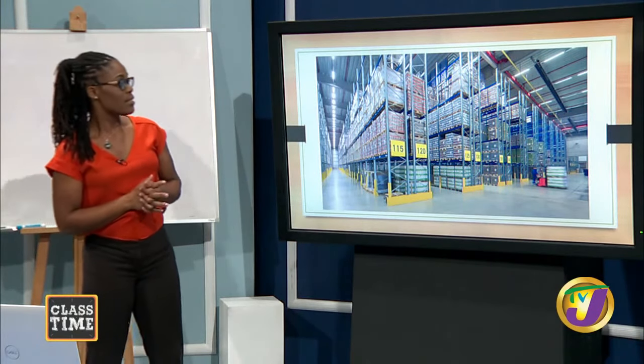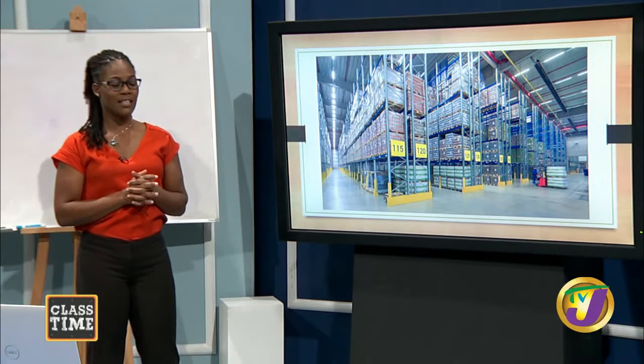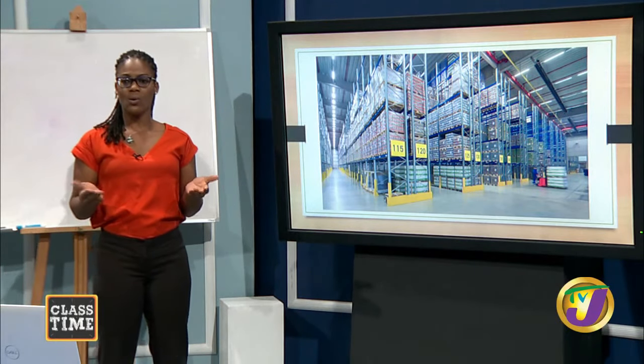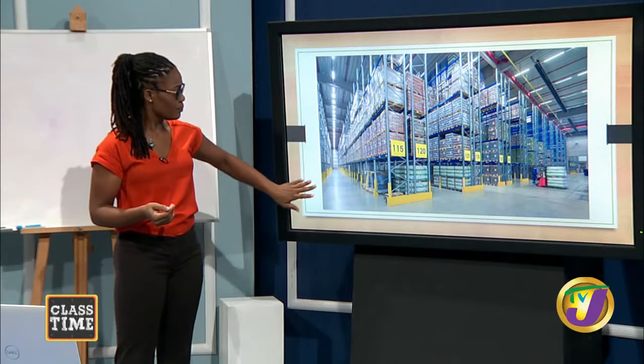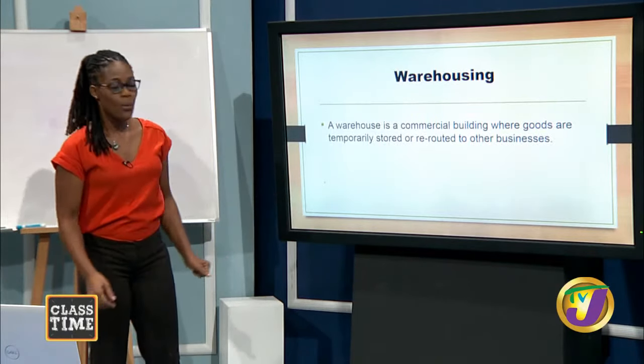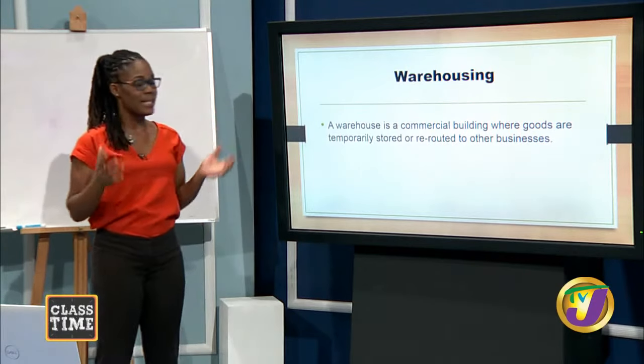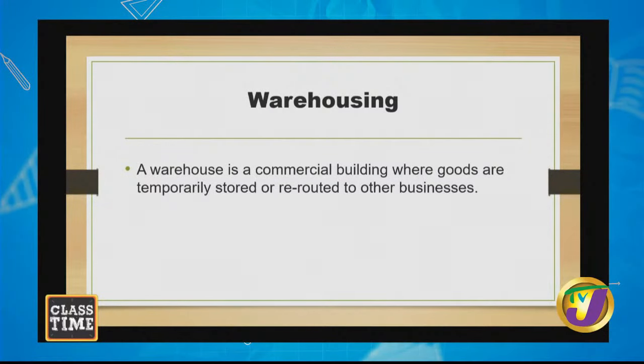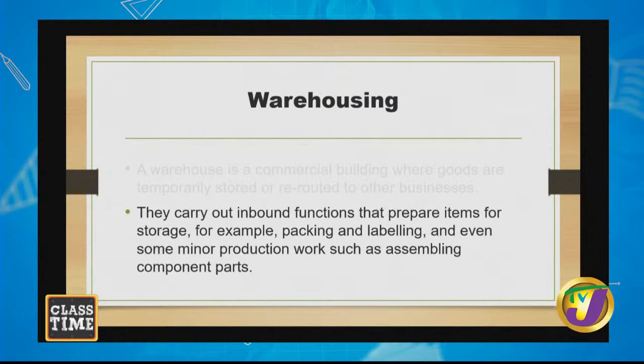Now, another important component of logistics. What do you think the other one is? Yes, warehousing. What is a warehouse? What is the purpose of a warehouse? Now, a warehouse may be defined as a commercial building where goods are temporarily stored or rerouted to other businesses. They carry out basically two functions, an inbound function and an outbound function. Inbound, that prepare items for storage. So for example, packing and labeling and even some minor production work such as assembling component parts.